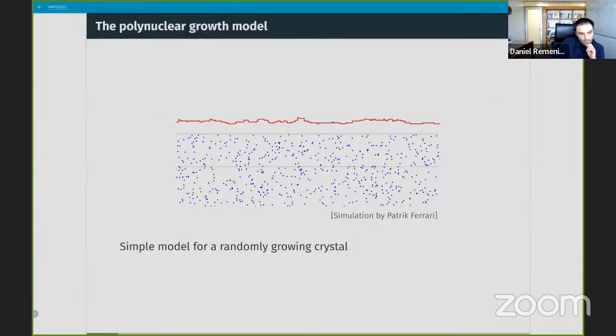So I want to talk today about the polynuclear growth model. This is a relatively simple model for a randomly growing crystal. We're going to have a one-dimensional interface, so this is a one-dimensional crystal randomly growing in time. Probably the best way to explain it is with a movie. This is a wonderful simulation by Patrick Ferrari, which I'm going to show you next, and with that I'm going to explain what the model is.